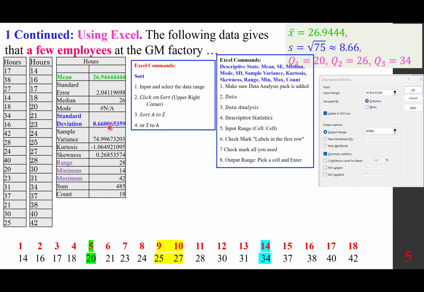So notice what it gives you. It gives you a lot of information. We are interested in the mean. That's what we had here. This is calculated by Excel. We were interested in standard deviation. We have it here.